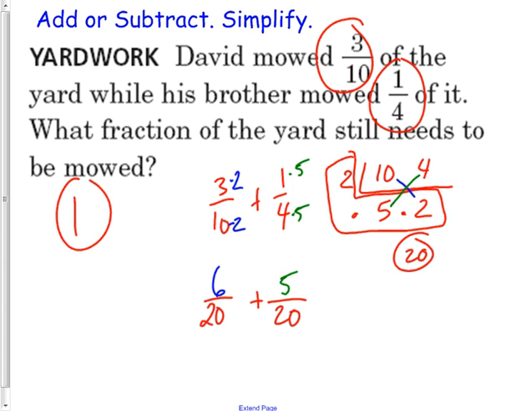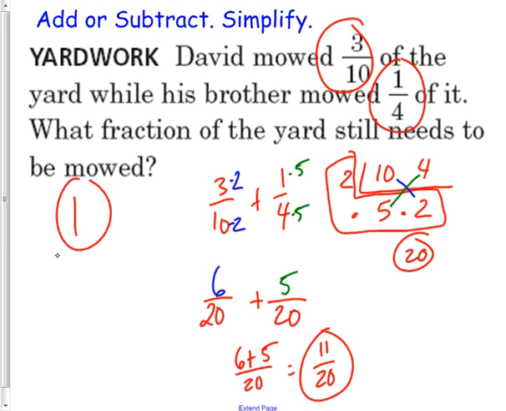So I end up with 6 plus 5 all over 20. And that gives me 11 over 20, which can't be simplified. So this is how much of the lawn is actually mowed, just over half of the lawn.